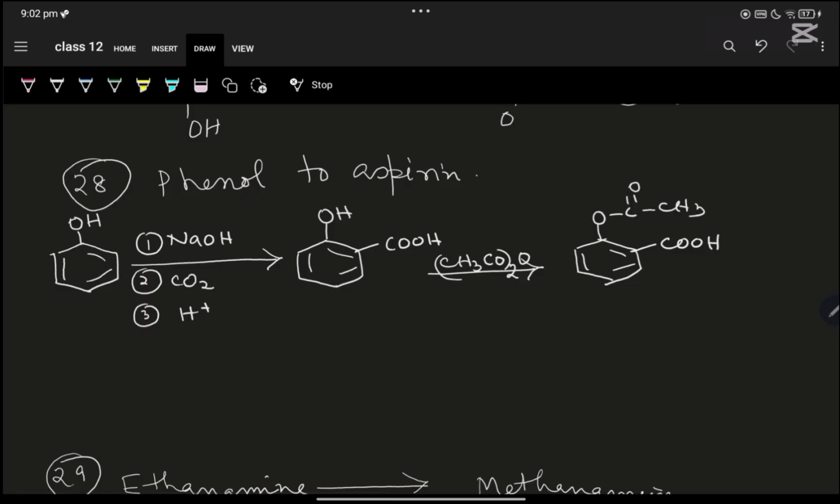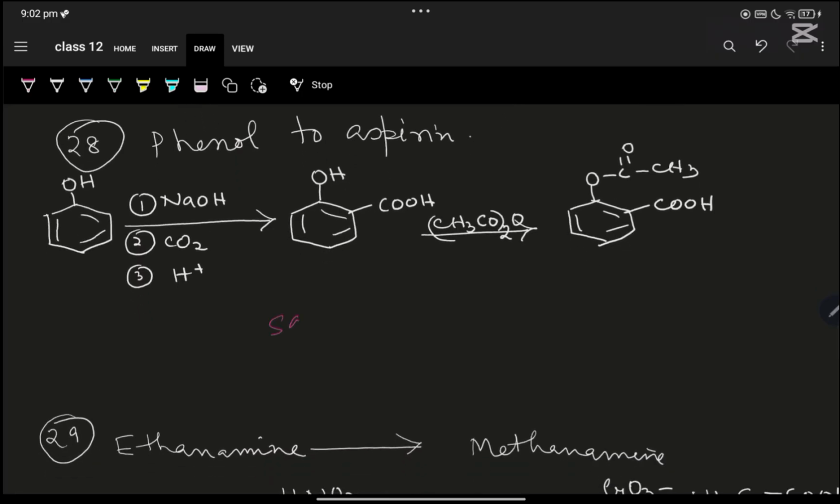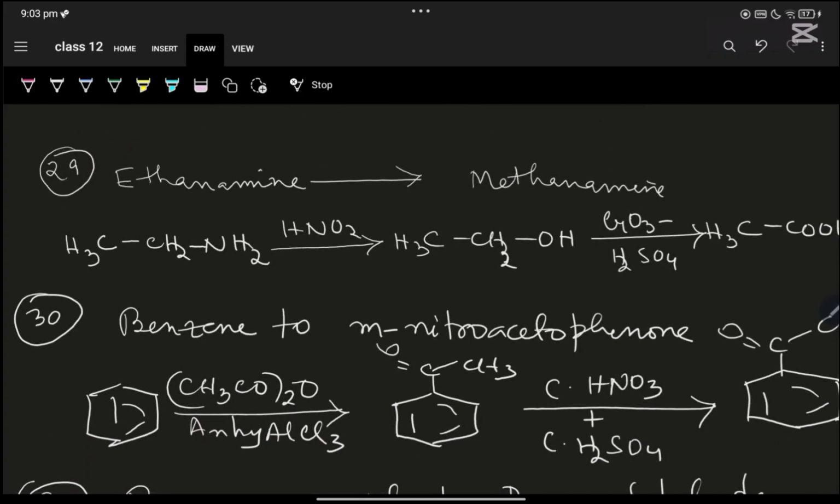Phenol to aspirin, convert it to salicylic acid. This is salicylic acid and you convert it by Kolbe reaction. How you can do? First NaOH, convert it to ONa to increase the nucleophilicity, and then give CO2 and H+. You will get salicylic acid, and then you do acetylation reaction. So you will get acetyl salicylic acid, which is aspirin, which is used as an antipyretic, which reduces fever, and analgesic, which reduces pain.